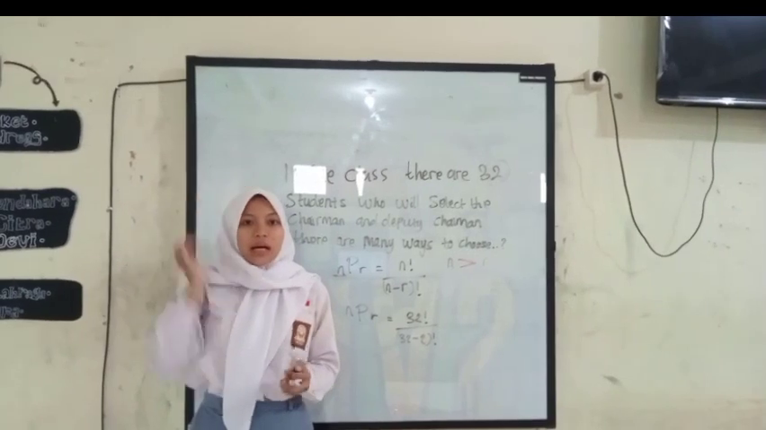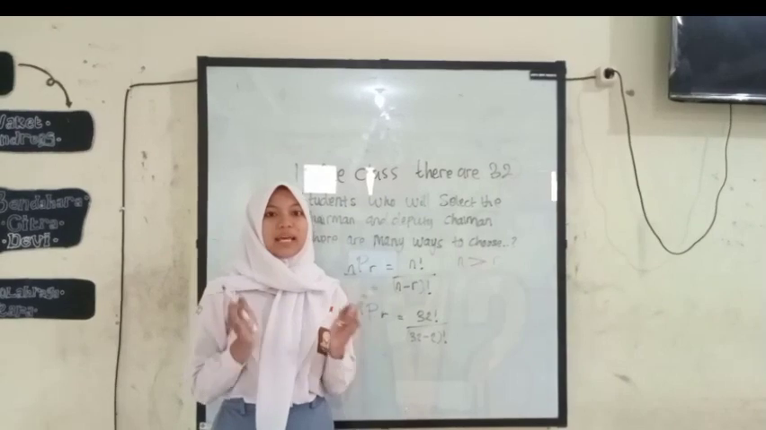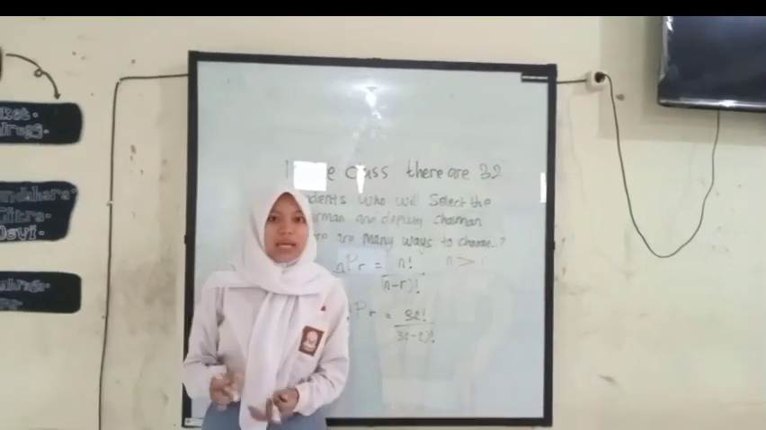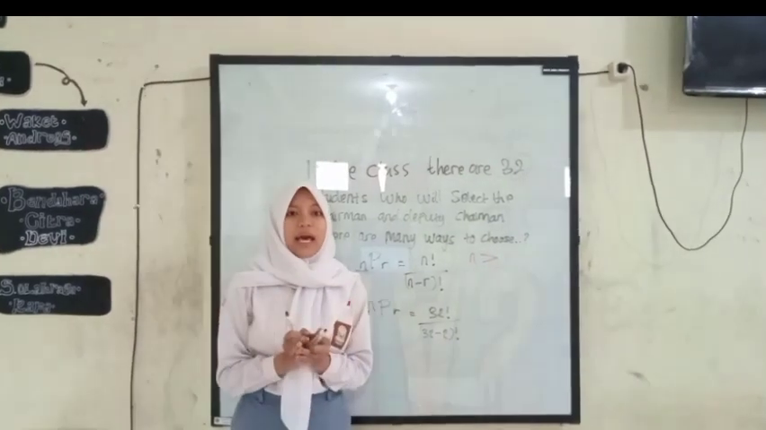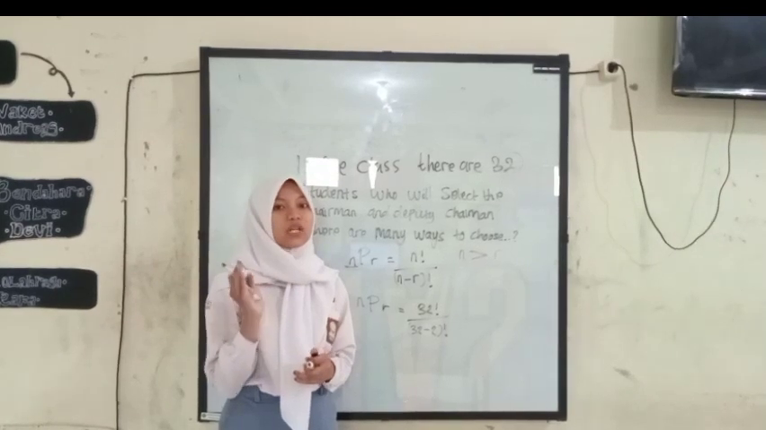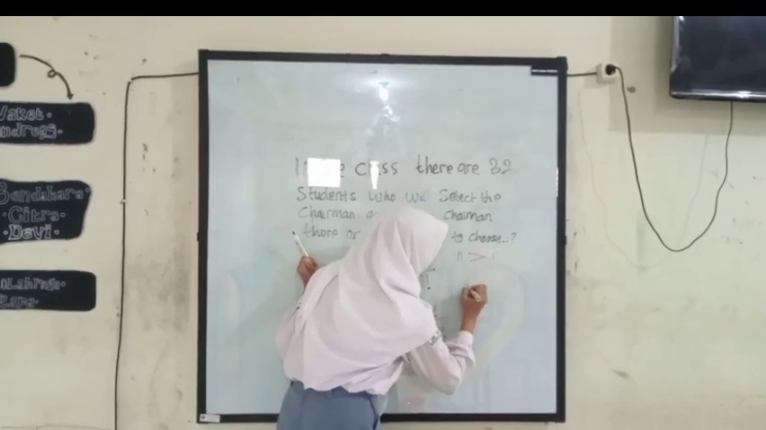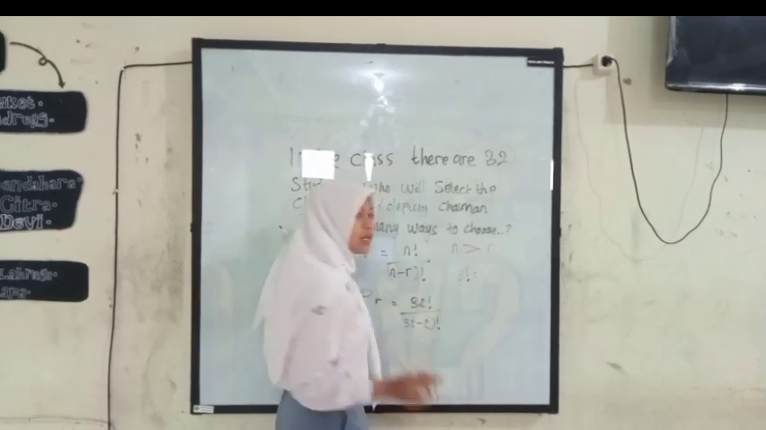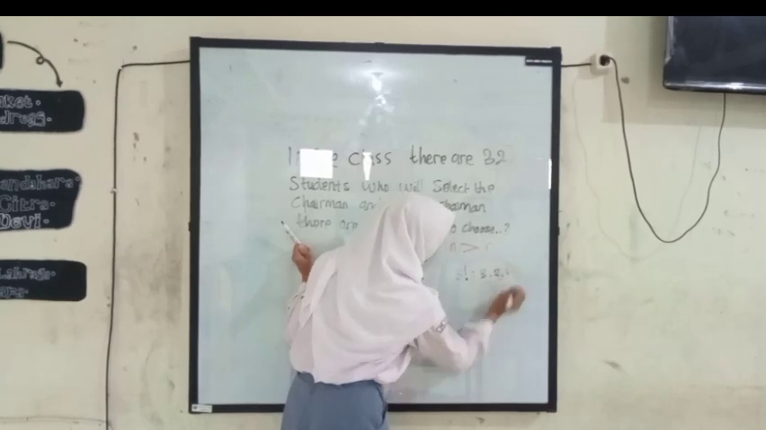Okay guys, factorial is a mathematical function represented by an exclamation mark. This means starting with a positive integer and multiplying it by each previous integer until it reaches 1. Here I have one example: we have 3 factorial, so we need to count it until we reach 1. So 3 times 2 times 1.